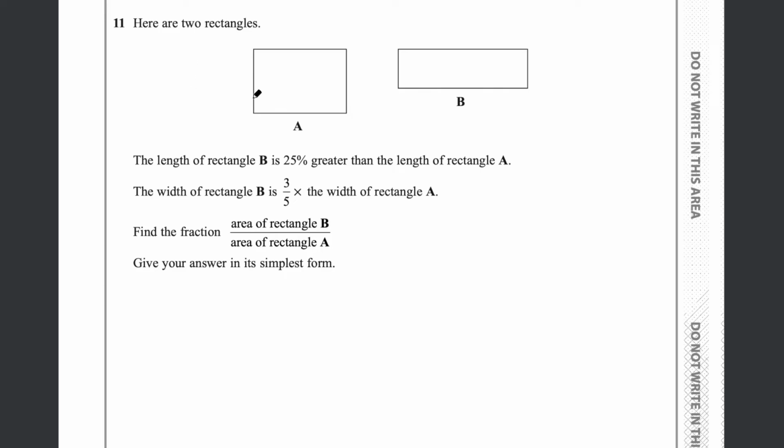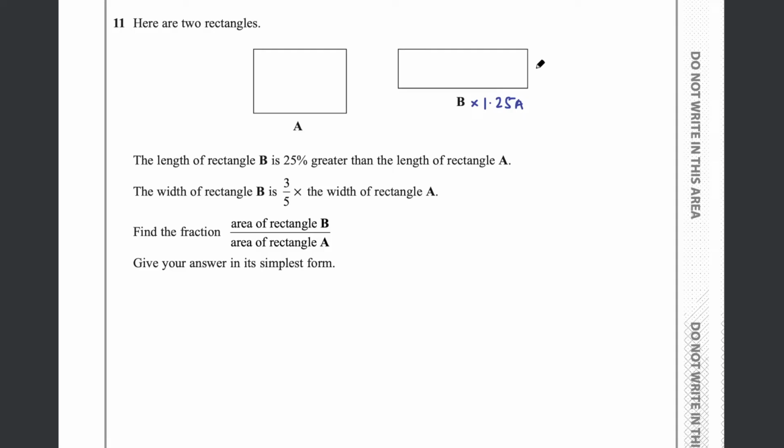Question 11 says here are 2 rectangles, A and B. The length of rectangle B is 25% greater than the length of rectangle A. Okay, so if we wanted to increase something by 25%, we would multiply it by 1.25. The width of rectangle B is 3/5 times the width of rectangle A. Find the fraction area of rectangle B over area of rectangle A. Give your answer in its simplest form.